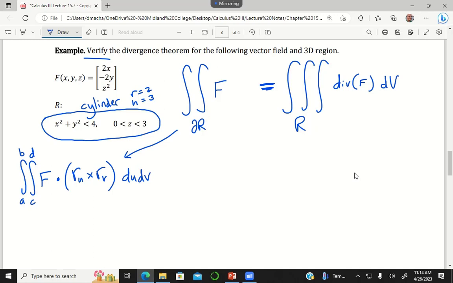In order to use this formula, I need to find a parametric surface for this boundary of the cylinder. But the boundary of the cylinder is actually going to be the sum of 3 distinct surfaces. There's the bottom of the cylinder, which is a disk. There's the top of the cylinder, which is a disk. And then there's the outside or the lateral surface of the cylinder. And so this is actually going to have to be the sum of 3 different surface integrals, okay?